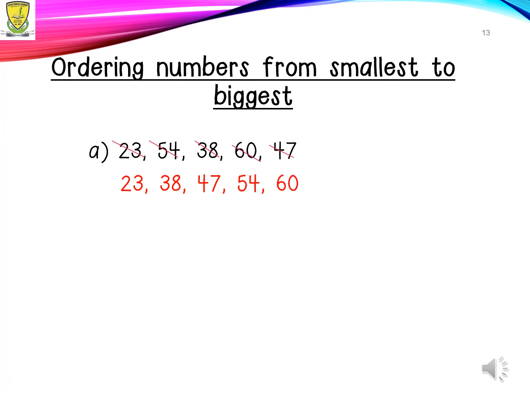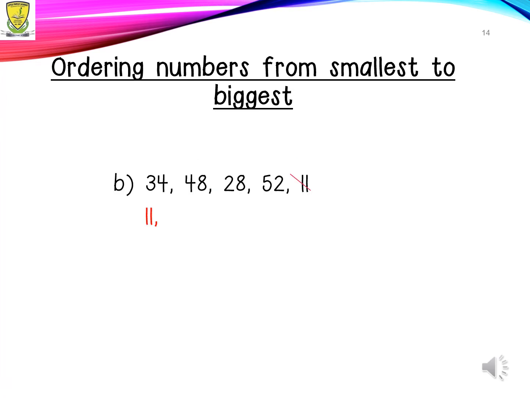And the last number that was left was 60. So I have scratched out 60 and I wrote it at the bottom. Now you can see that all my numbers in the set are scratched out. And this is how the numbers are from smallest to biggest. Let us now read the set of numbers. 23, 38, 47, 54, and lastly 60.